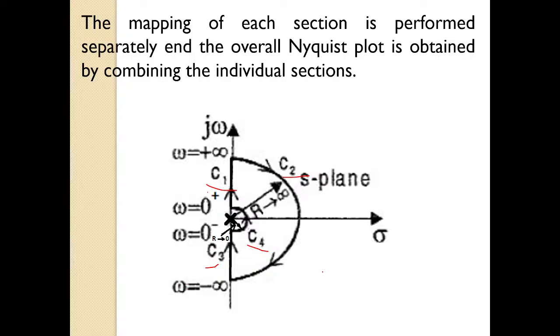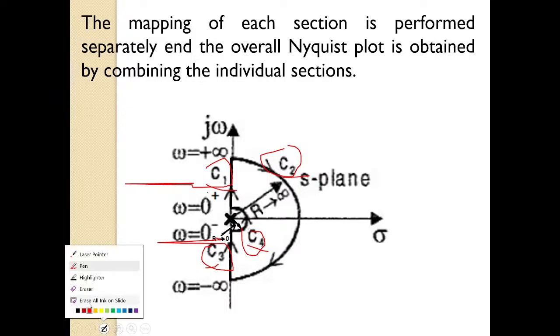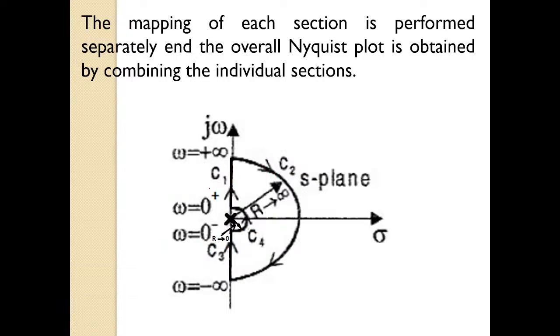So now we have 4 sections, C1, C2, C3 and C4. Total 4 sections are there. For the C1 section, omega varies from 0 to plus infinity, whereas the C2 section varies from plus pi by 2 to minus pi by 2.